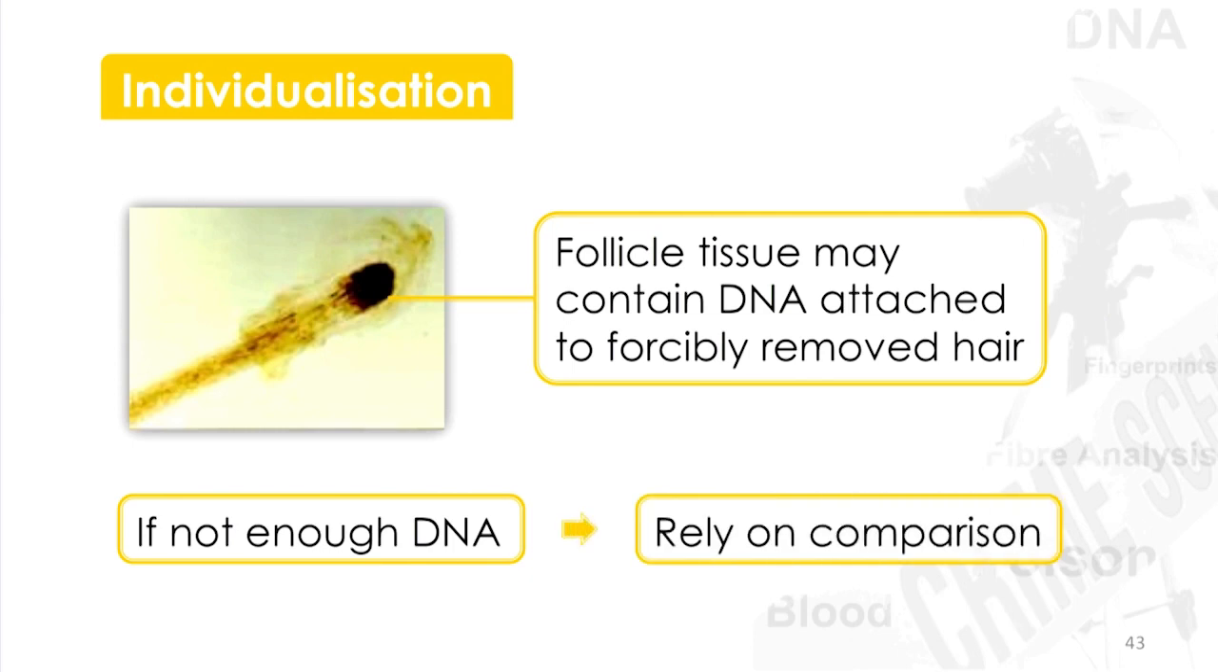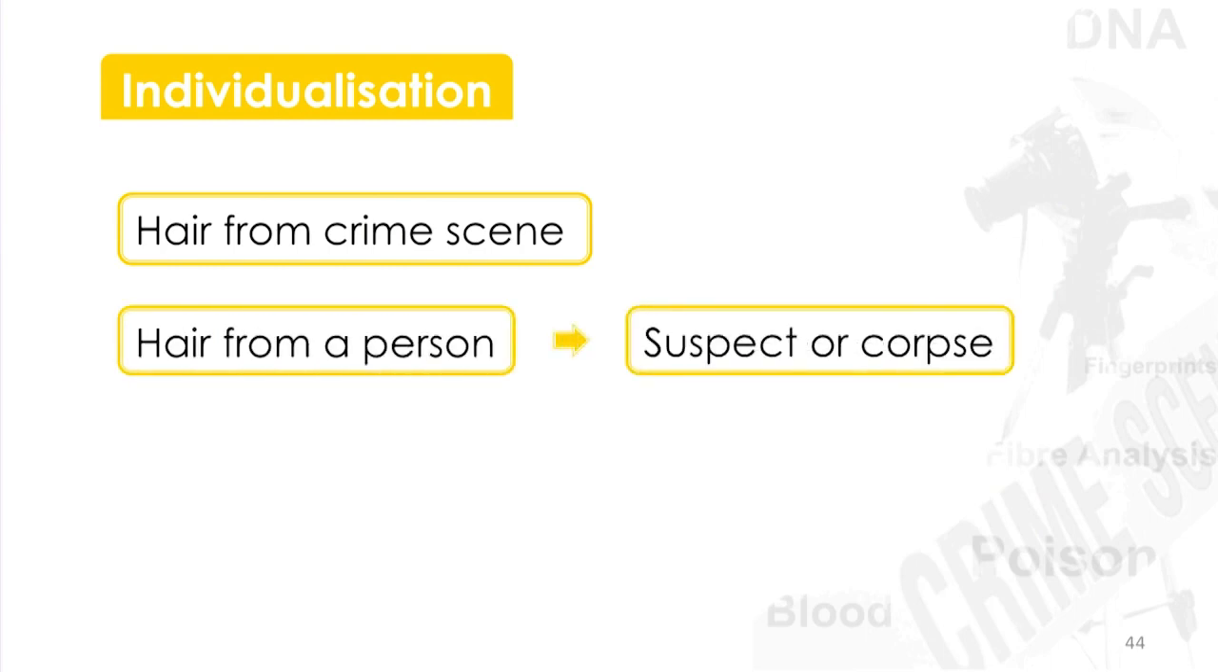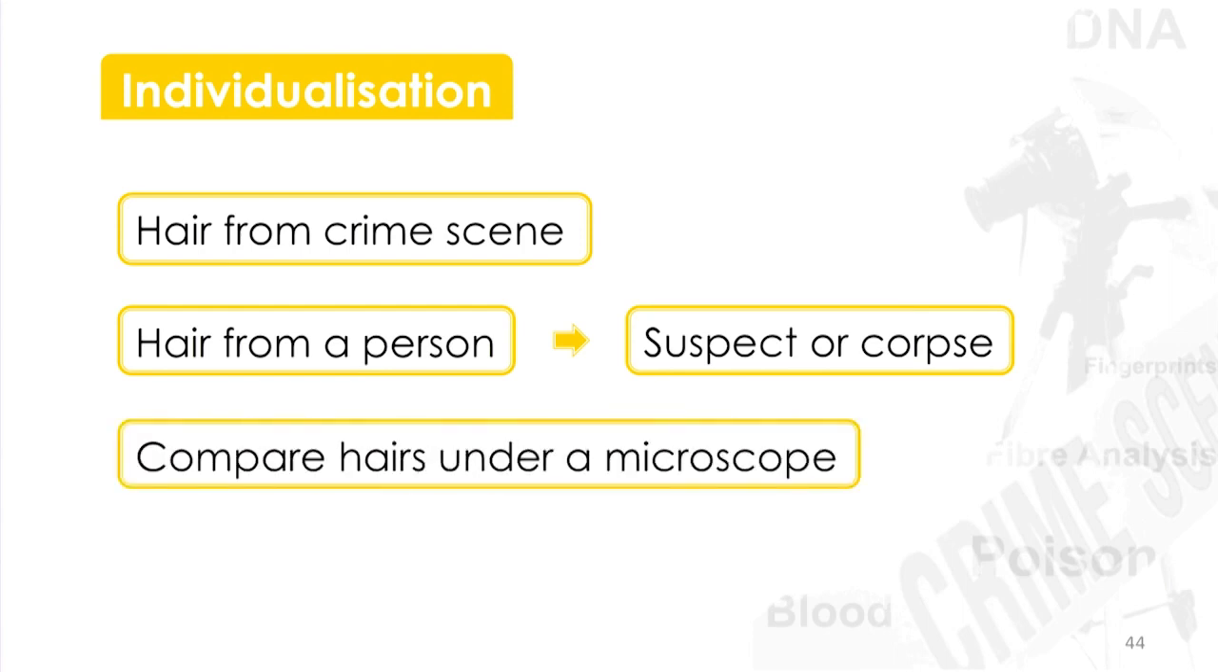For instance, suppose you have a hair from a crime scene and a hair from a person, a suspect, or from a corpse. Maybe the guy has been murdered. You can take the hair from the crime scene, the hair from the body or the person, and you compare them under the microscope. This is not done by a scientific hair comparison machine. It is done by an experienced expert.